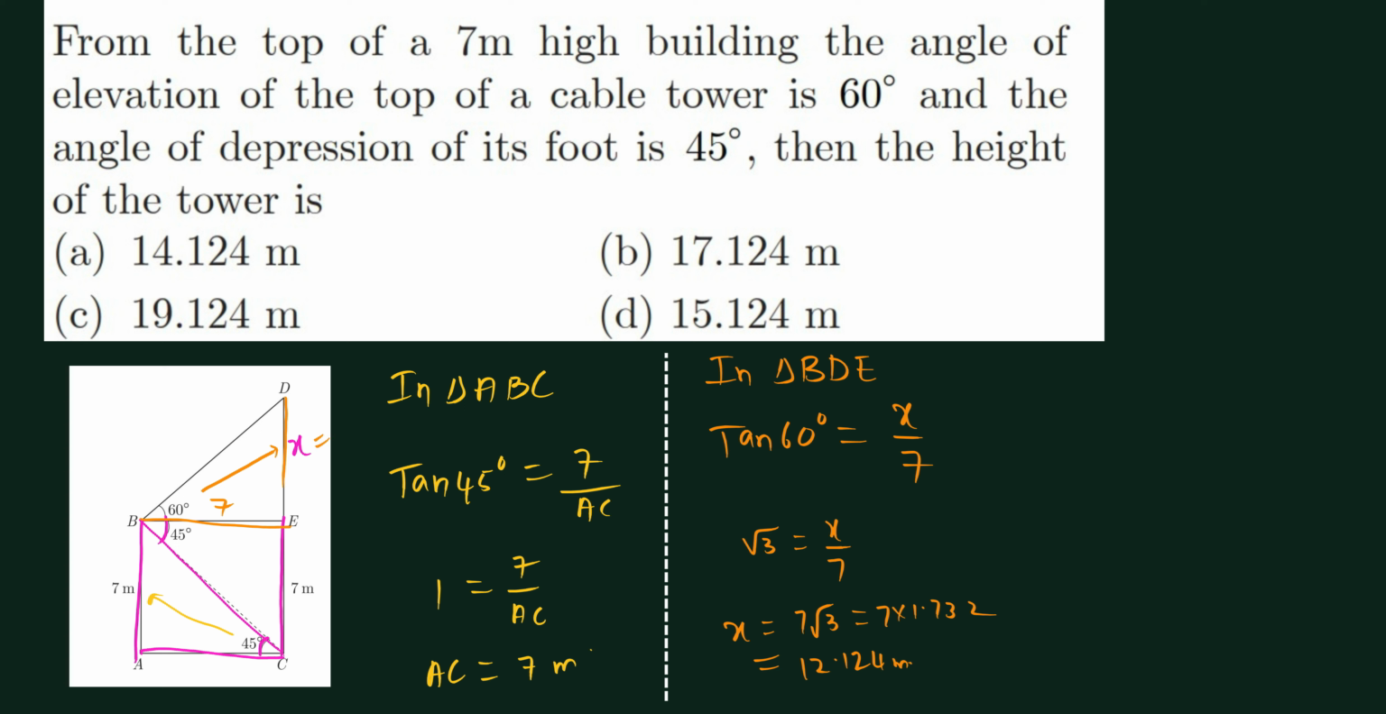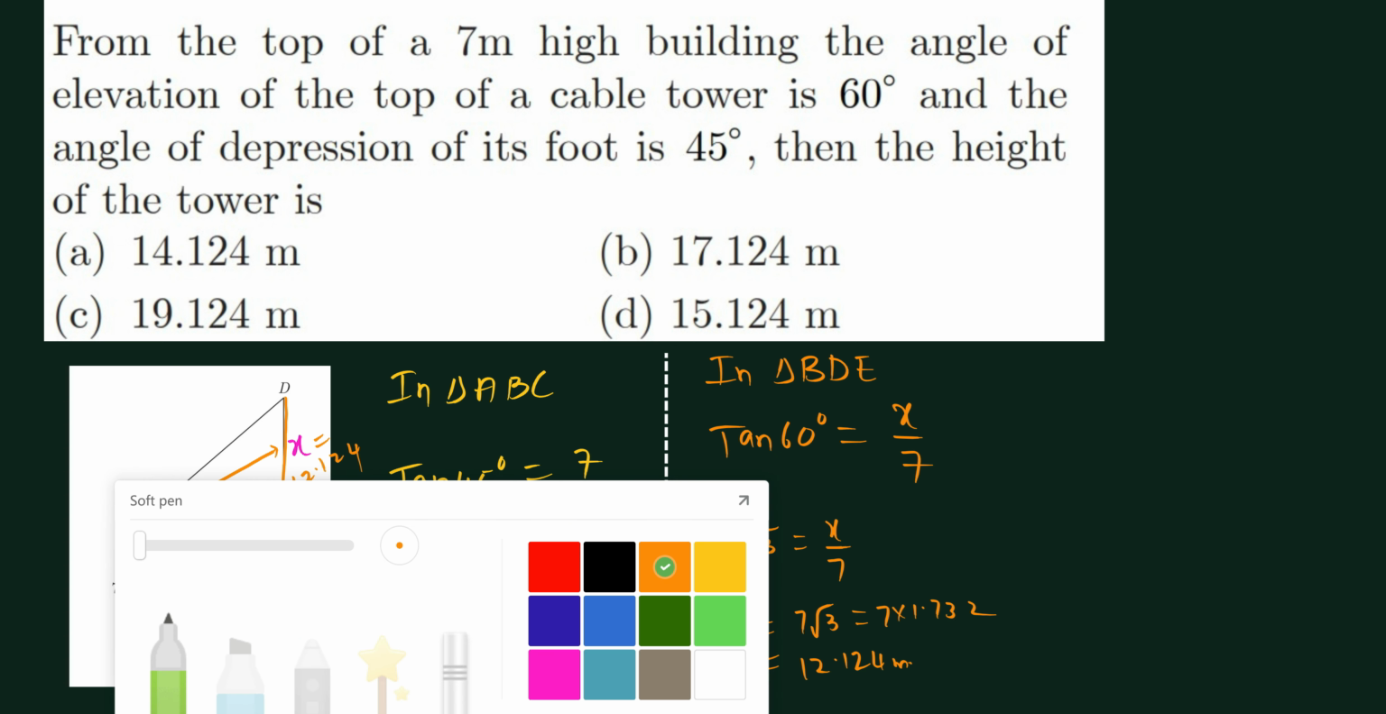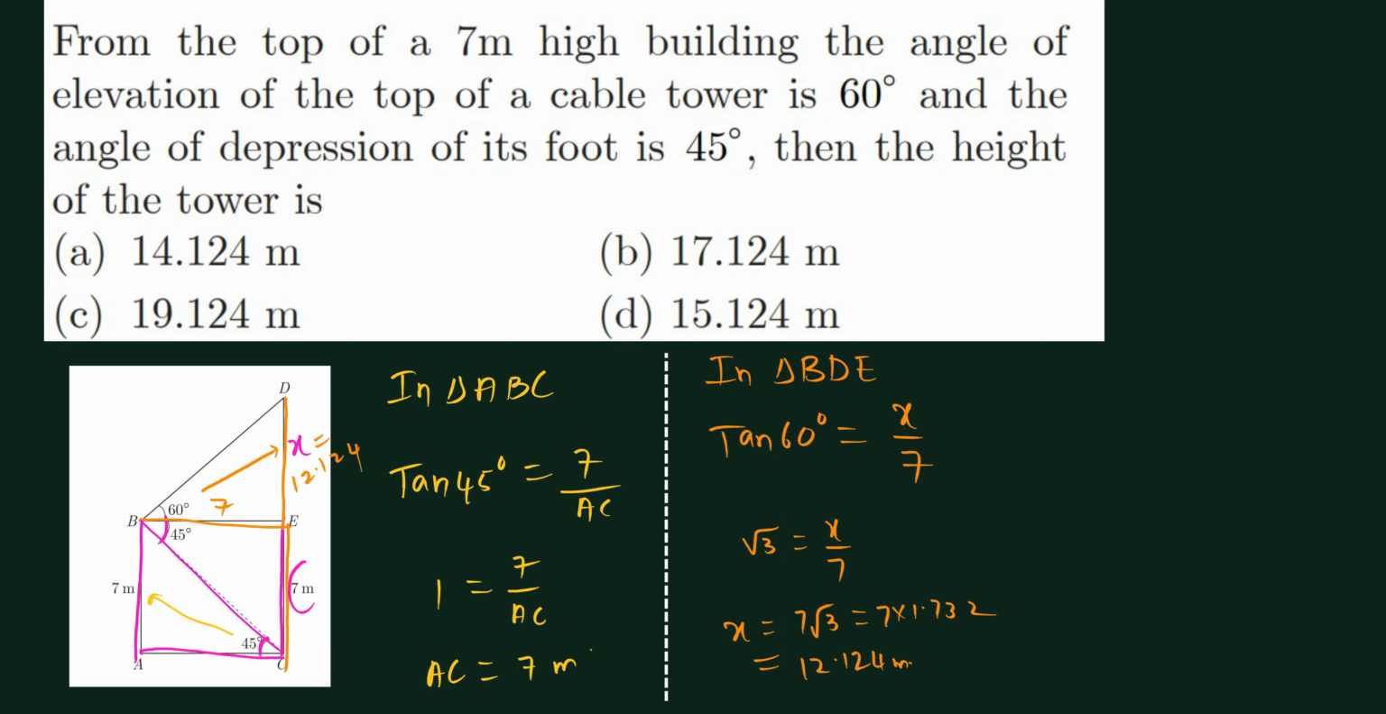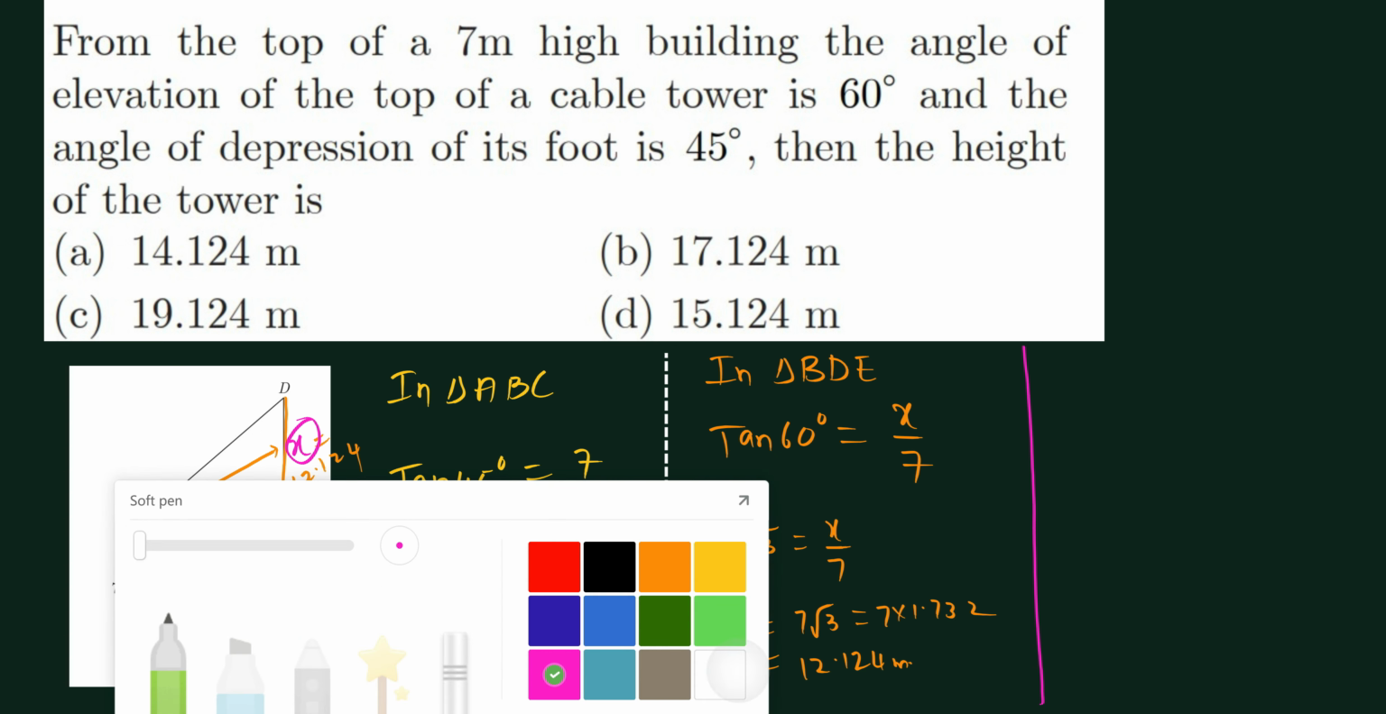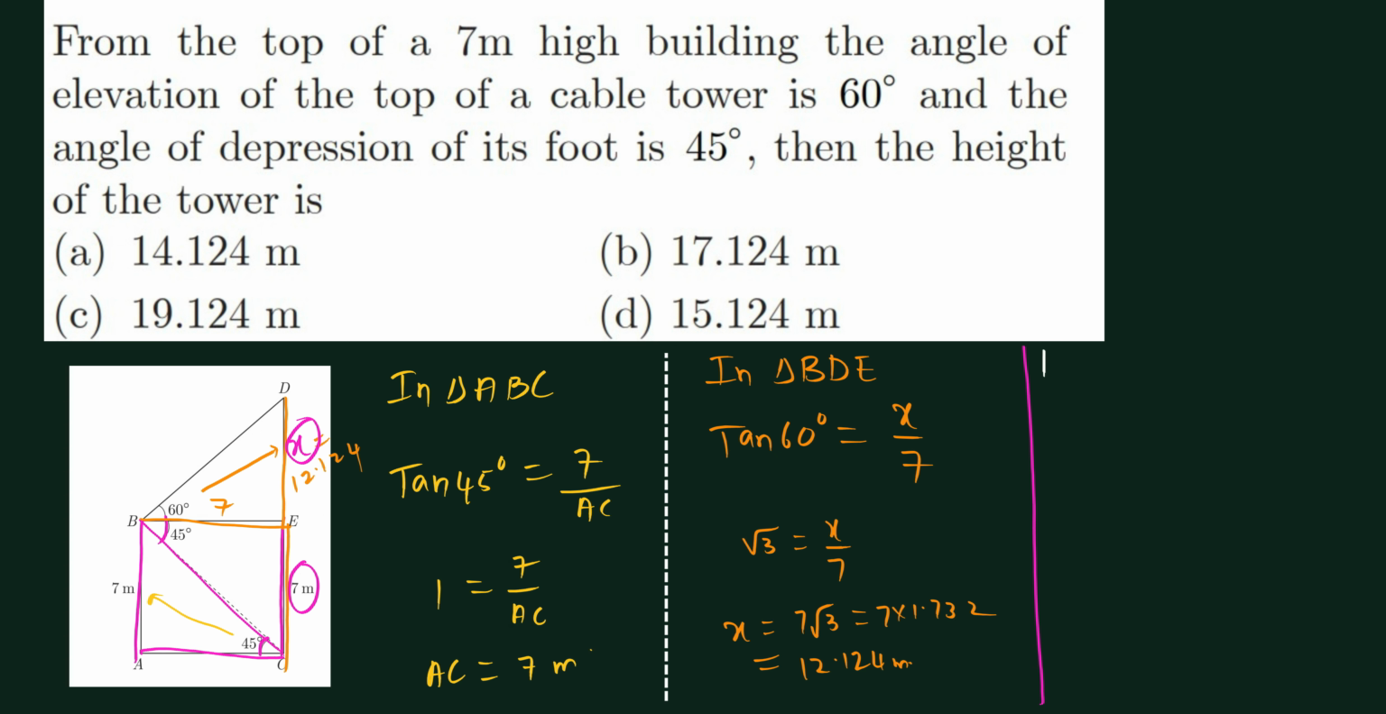X means DE value. Up to DE value only we got here. That is 12.124. The remaining height is how much? 7. Then total height of the building is how much? When you add these two, you will get, okay, so you have to add 7 meter plus x. The total height is BD.